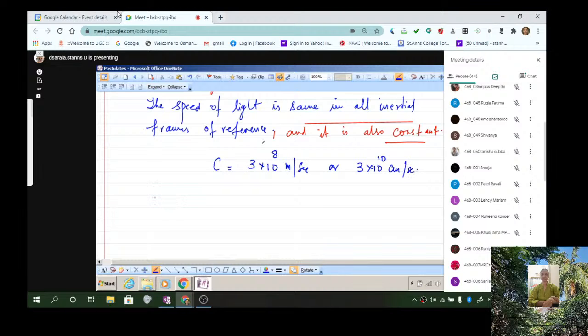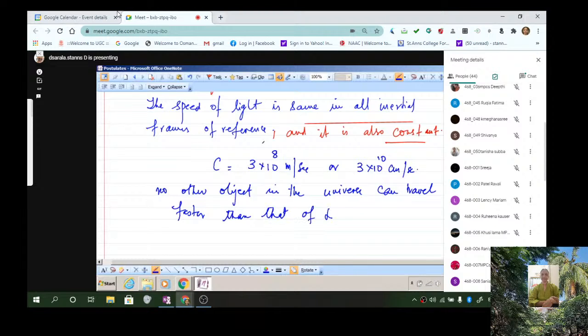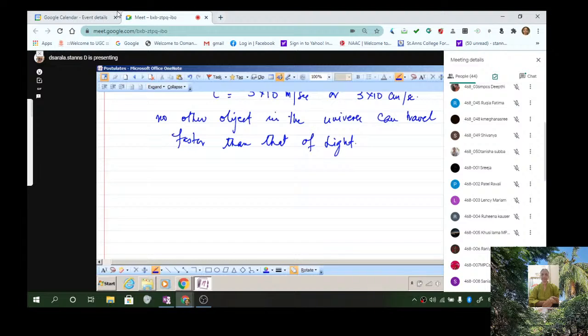And no other object in the universe can travel faster than that of light. No other object in the universe can travel faster than the speed of light, I'm sorry. So what do you conclude from this? What is the conclusion?